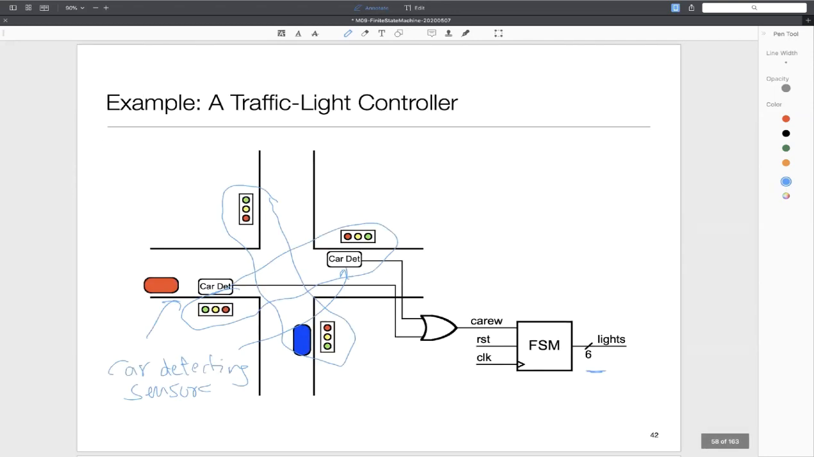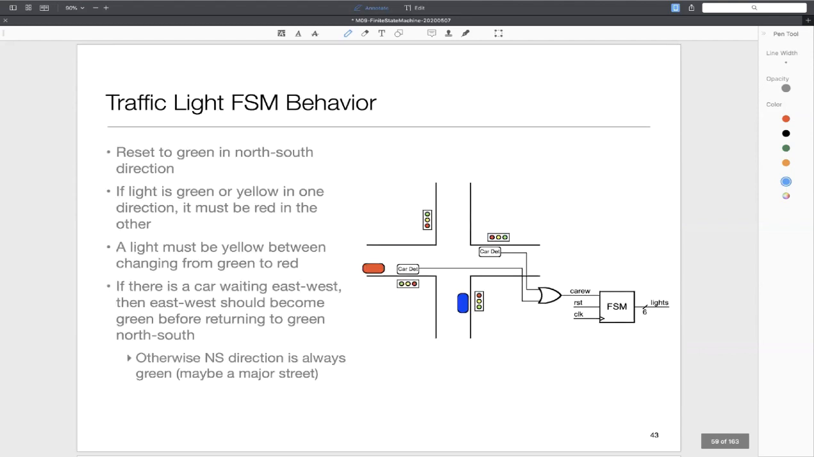So if the problem spec is clear, let's try designing it. Okay. So now the spec is still not full. I have not described to you how the light should behave, right? Of course, from our prior experience, we have some intuition about some of the things it should do, but we need to spell it out. So first thing we say is it should reset to green in the north-south direction. So when we start up, after we reset the system, remember I said that the north-south road is kind of a main road. So we are going to make that green.